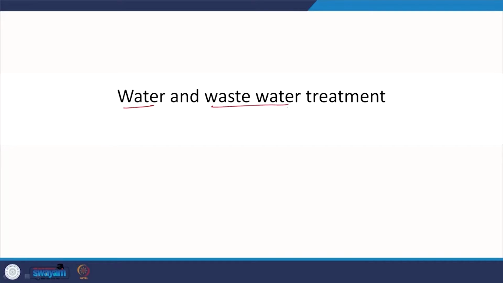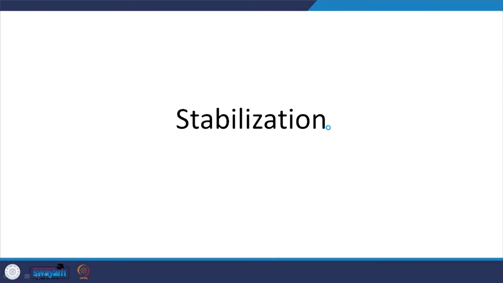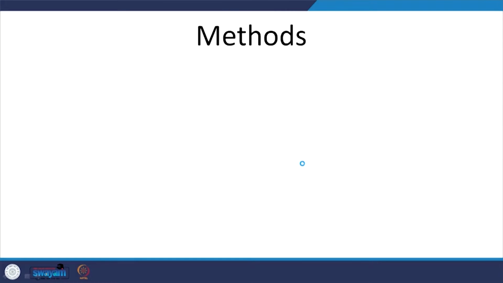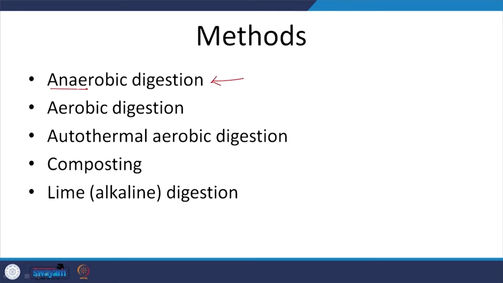In the context of water and wastewater treatment, we are looking at sludge that comes in from different levels of treatment, primary, secondary treatment and so on. So, we are looking at residual management. In that context, we started looking at stabilization, and the method we were looking at was anaerobic digestion. Anaerobic, in the absence of oxygen, right.